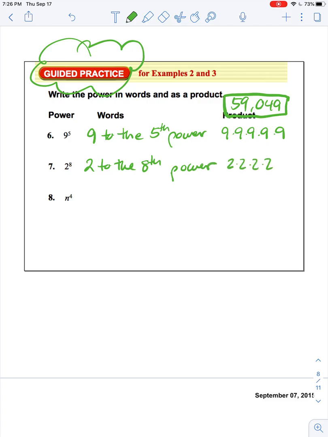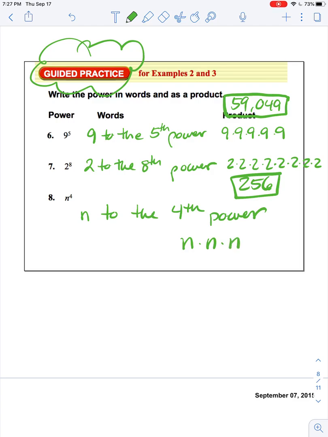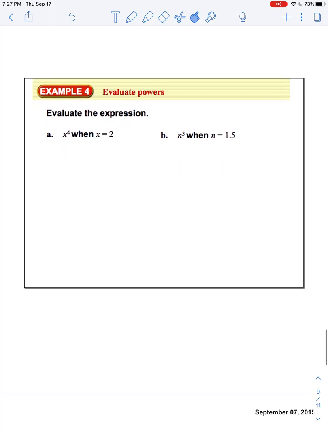1, 2, 3, 4, 5, 6, 7, 8. And last one, base to the, whatever the exponent is, power, repeated 4 times, and no number value. So use the guided practice. Obviously, you can just copy mine, but that's not the idea. The idea is that you know how to do them, so in the future, you are good to go.